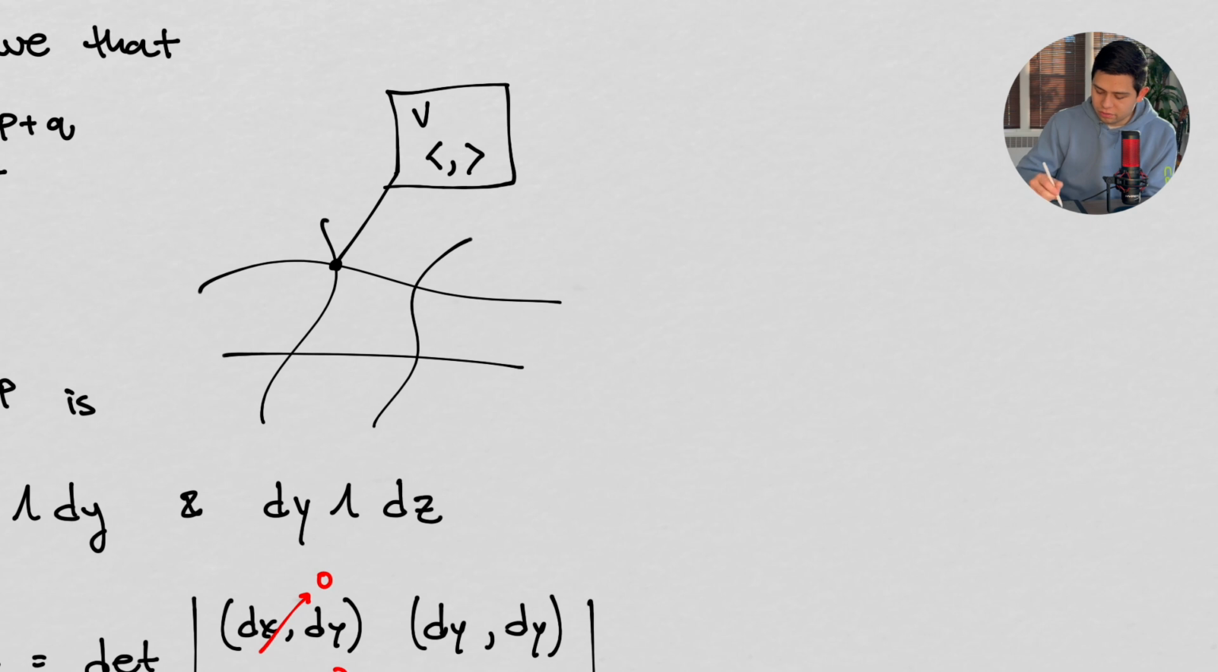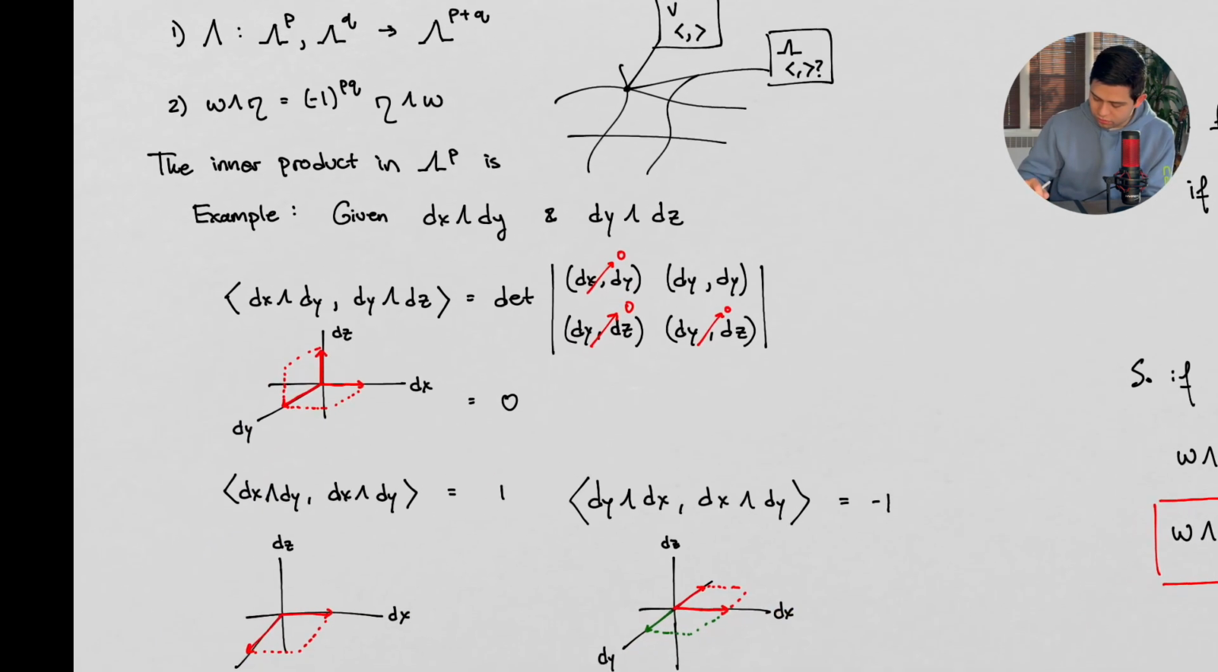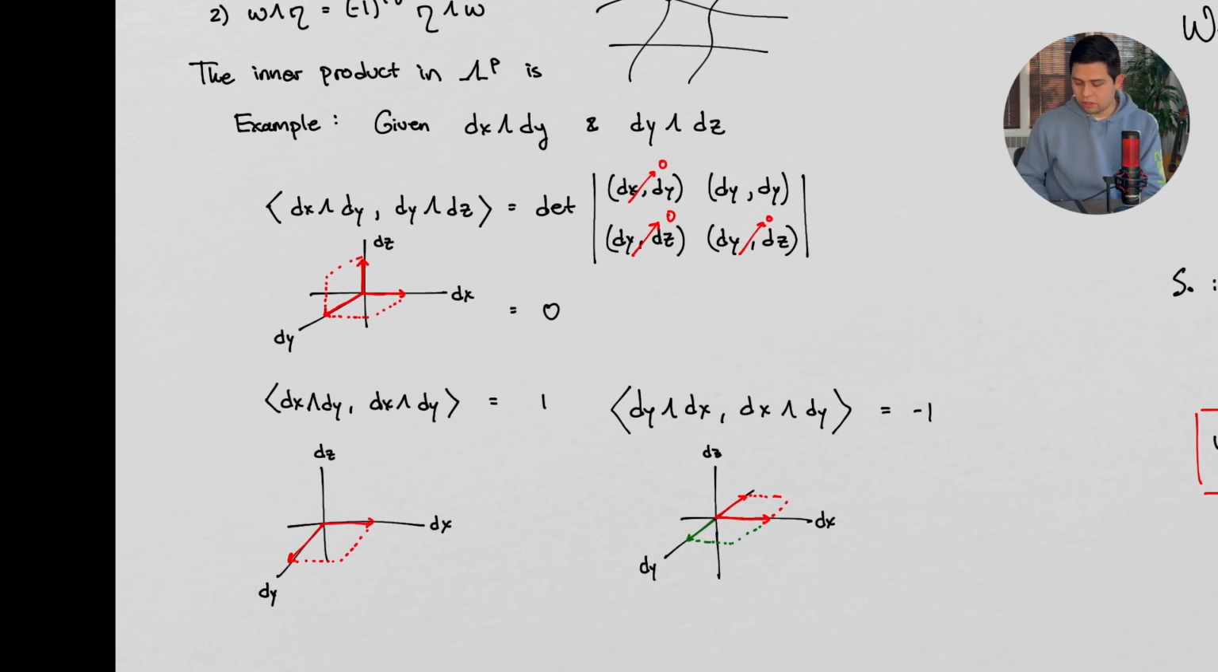Now we've talked about this idea of a wedge, or an exterior product space. So the question is, is there such a thing as an inner product in that space? And the answer is yes. So let's give an intuitive understanding of what this could possibly mean physically for us.